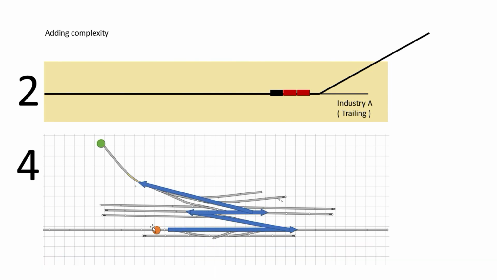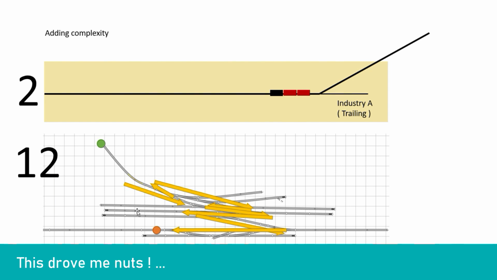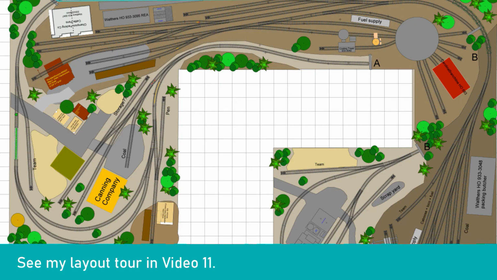Because let's say I want to get from this orange point here to this green point here. That alone is 1, 2, 3, 4 moves. And then if I want to get back and I need to do a runaround, well, that's more moves. So in the end, I needed 12 moves just to get from there to there. So this layout lasted a few months, and then I built the layout that I have now.